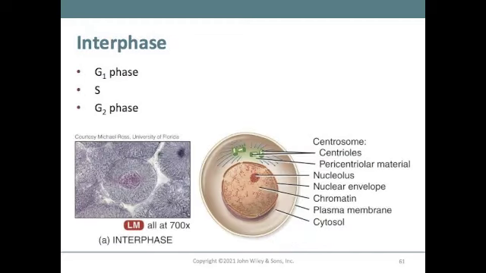Moving on to interphase. During interphase, the cell replicates its DNA. It also produces additional organelles and cytosolic components in anticipation of cell division. Interphase is the state of high metabolic activity. It is during this time that the cell does most of its growing. Interphase consists of 3 phases: G1, S, and G2.